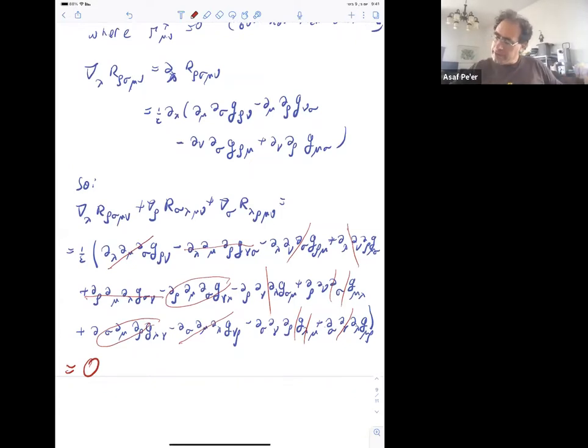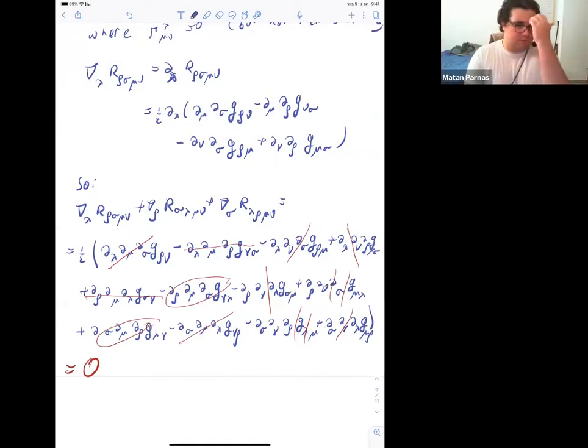Now, the fun part is that although I chose a locally inertial coordinate system, what I wrote down is a tensorial equation, right? It's an equation between tensors. An equation between tensors that is true in one frame is true in any frame, right? So this is generally true.